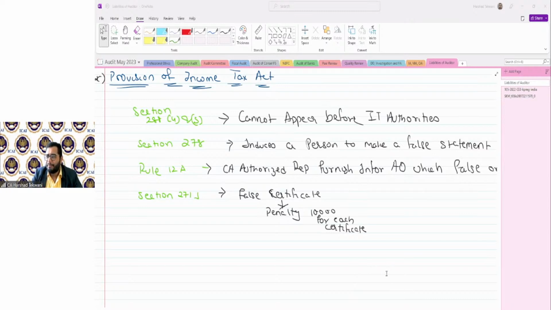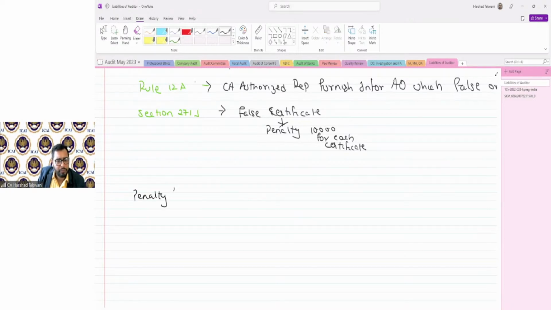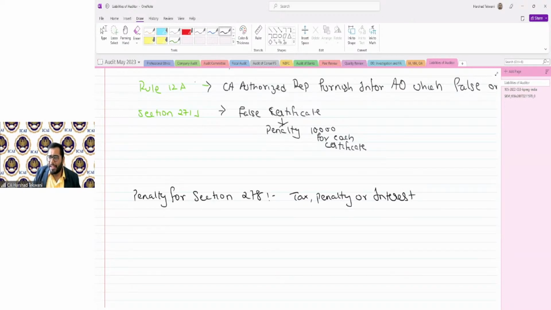Okay. So in that case, the penalty is: where the tax, penalty or interest which is evaded, due to such declaration or statement that was accepted as a true statement, and there was a willful attempt to evade, exceeds 25 lakh rupees, that is 2,500,000.